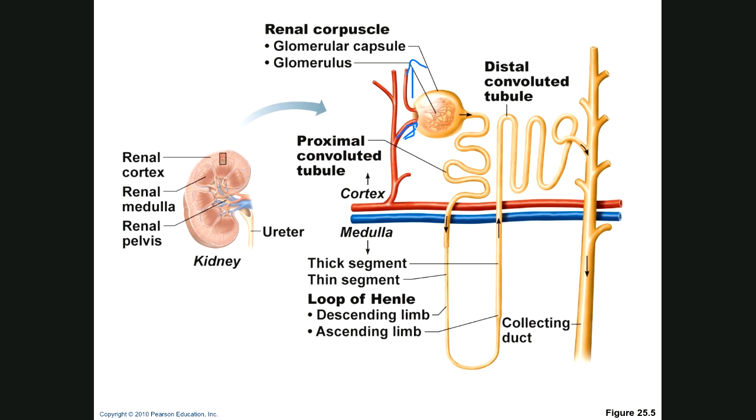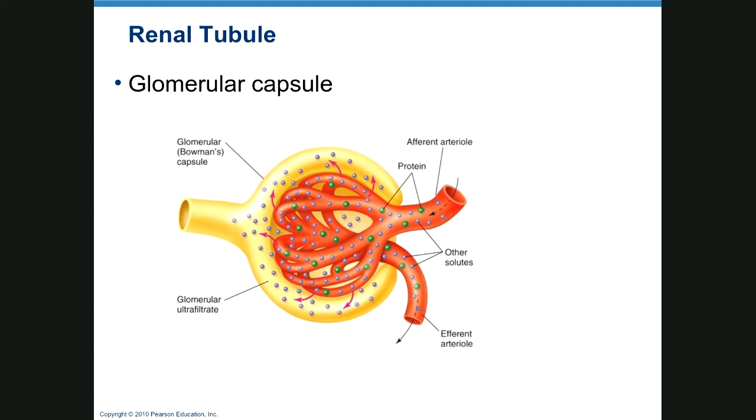This is your Bowman capsule here. And it goes through a series of tubules. And we'll have to come back and pick up what happens to this blood in the efferent arteriole before it makes any sense. But this is your filtrate. Basically, high pressure pushes stuff through here. The next picture may show better.